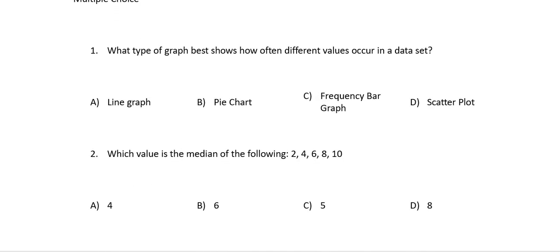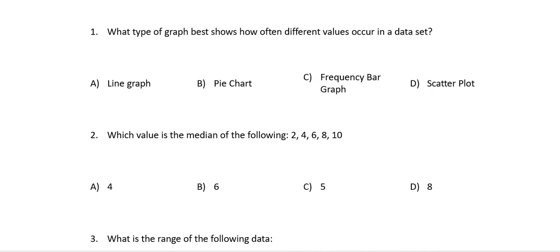All right. So we got a multiple choice section. What type of graph best shows how often different values occur in the data set? So you're just given whatever. Now, the one that I've taught you is pretty much the frequency bar graph. So this is the best one.